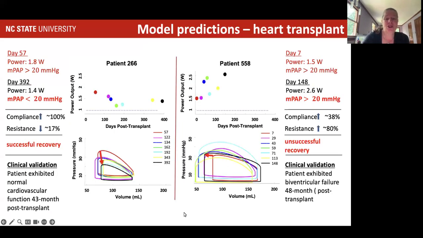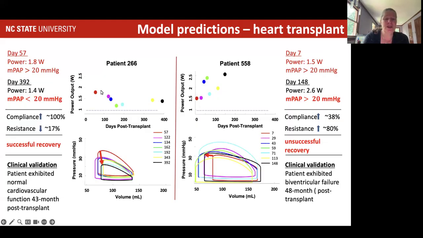So in this particular study, we compared some of the patients. One of the results we saw was when we looked at patient 266 versus patient 558. At each of these time points, they had data measured. And so then we estimated parameters matching the model to the data, and then we calculated the PV loops. And what we calculated then was the stroke work, which is the area under this loop.